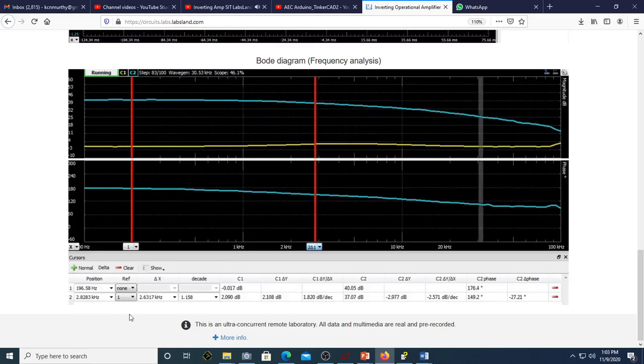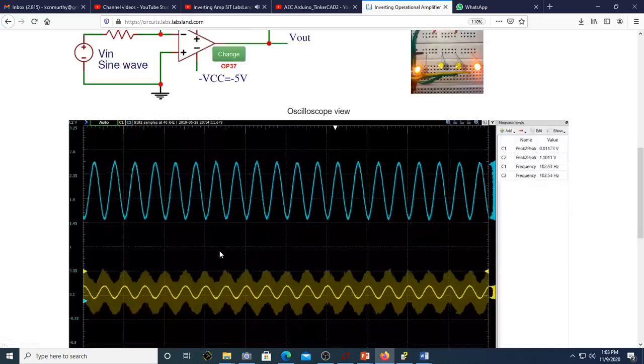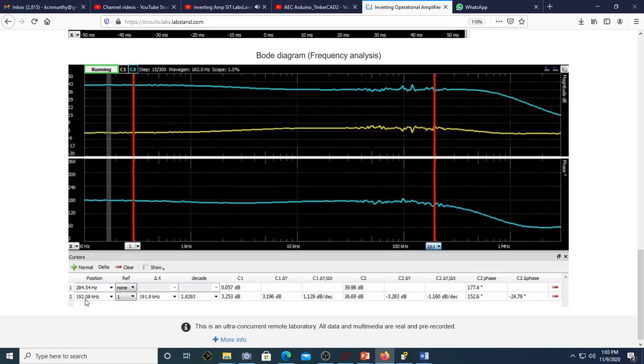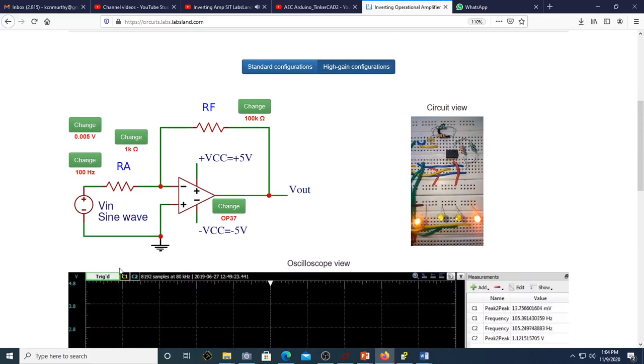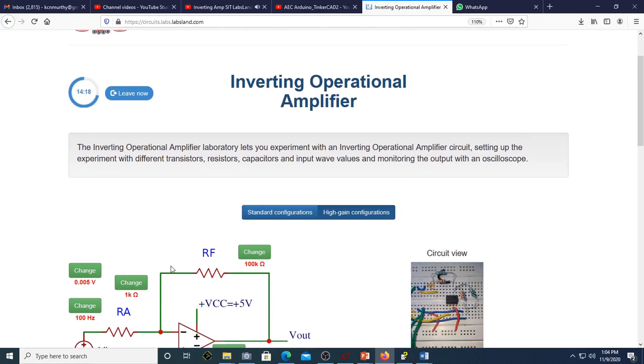The similar analysis for OP37 shows a DC gain of 40.06 dB at 284.54 Hz and the 3 dB bandwidth of 192.08 kHz. This again confirms that Opamp with better performance specifications will have greater 3 dB bandwidth and closed-loop gain. This way you can repeat for other combinations of resistors and voltage values under standard configurations and high-gain configurations.